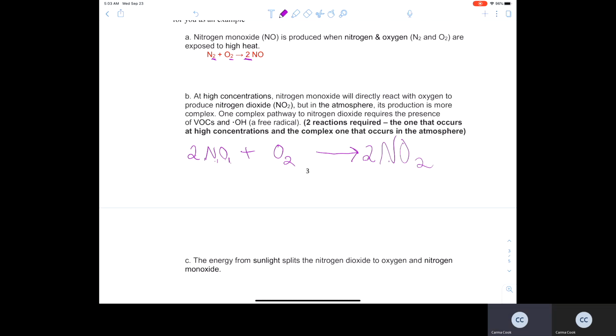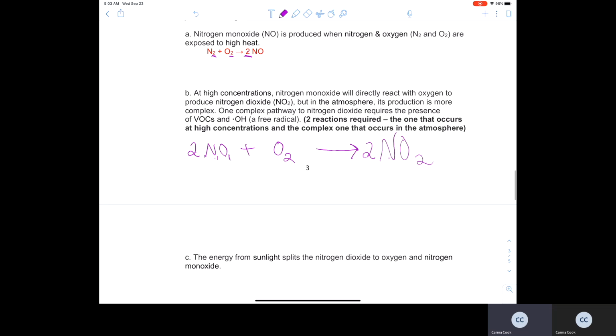However, if you continue reading the question, you'll see that in the atmosphere, the production of nitrogen dioxide is more complex than what we could do in a general laboratory setting. So in the atmosphere, this reaction is more complex, meaning that there's more than one step needed to produce nitrogen dioxide from NO and O2.